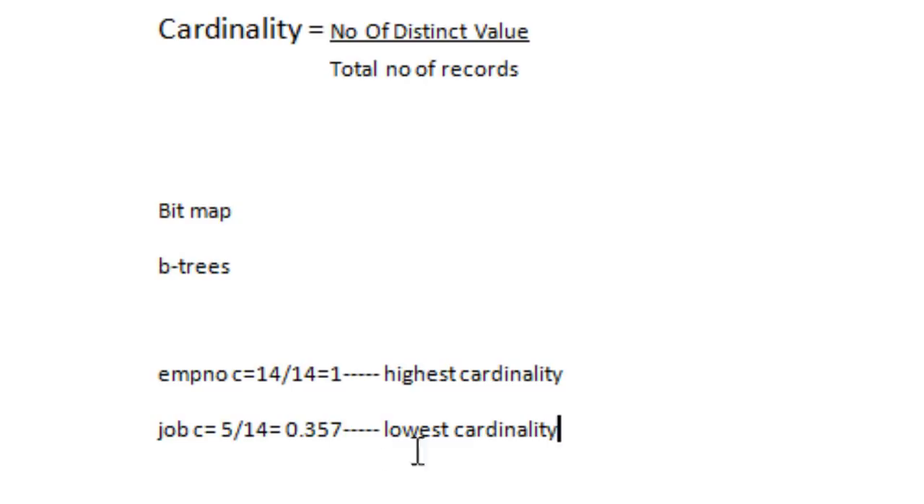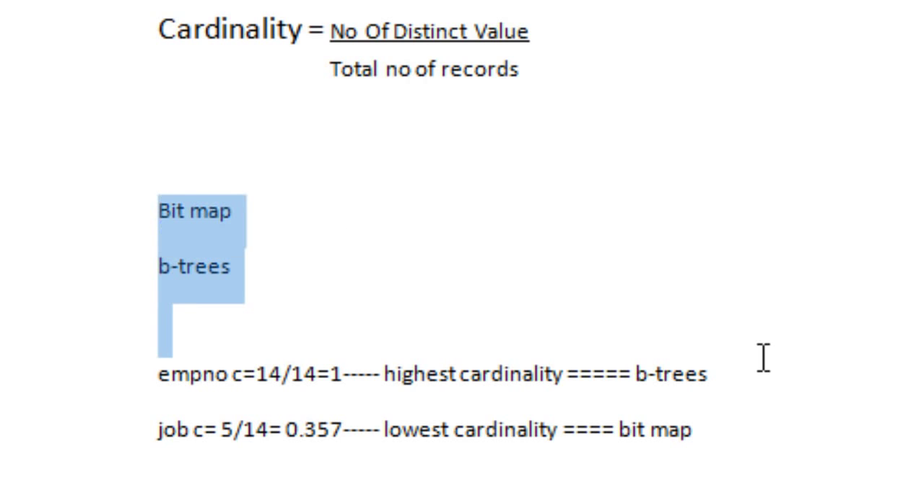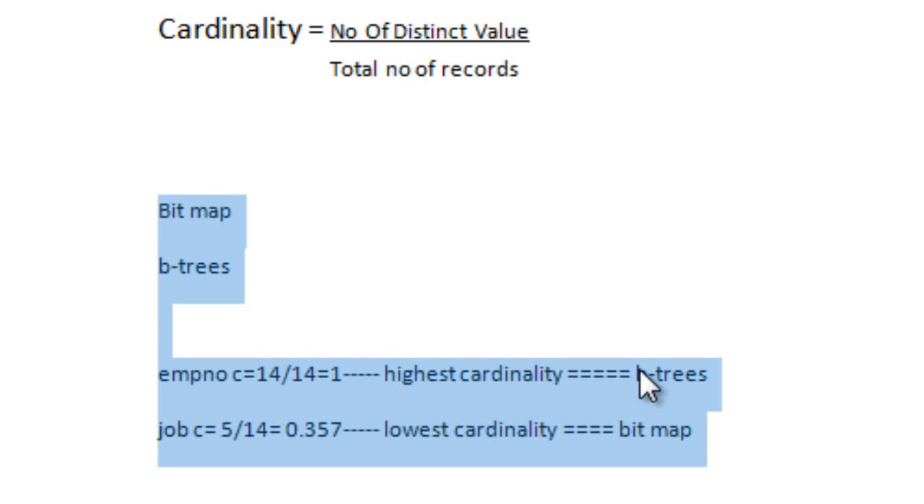So when to use bitmap and when to use B-trees? Whenever we know that it has the highest cardinality, we need to use B-trees. Whenever the cardinality is below 1, that is, it comes in decimals or 0, then you need to use bitmap. I hope you have understood what exactly cardinality is and when to use bitmap and B-trees.